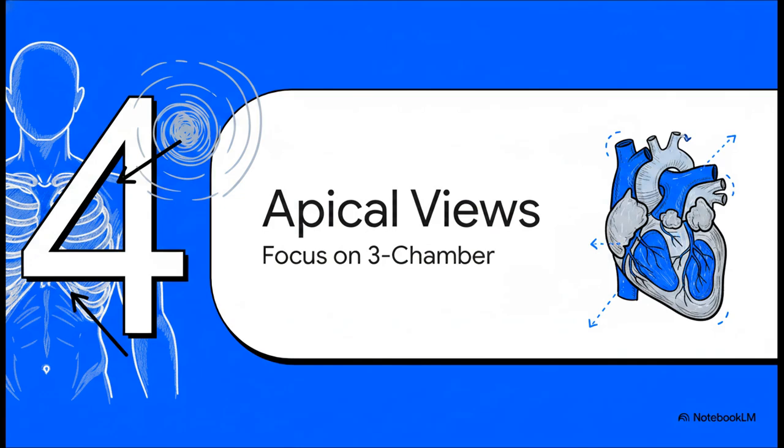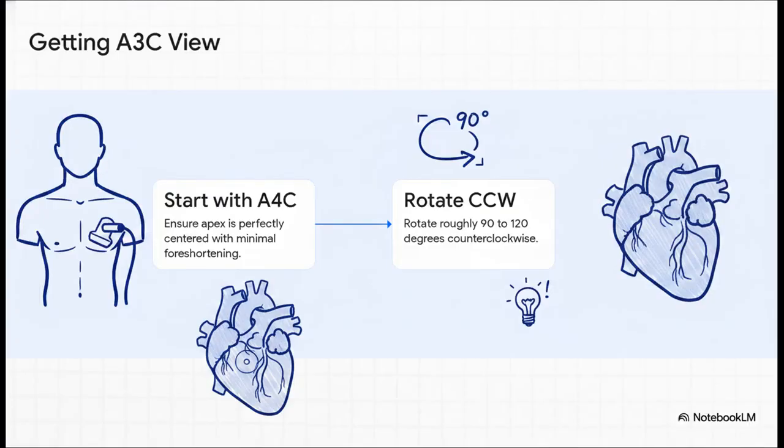Section 4 already. Apical views. We are going to specifically focus on the apical 3-chamber. Listen, getting a pristine apical 3-chamber view requires some real discipline. Step 1. You must always begin with a solid apical 4-chamber view. Make sure your left ventricular apex is perfectly centered on the screen and you have absolutely minimal foreshortening. Once your 4 chambers are fully locked in, you're going to rotate that transducer counterclockwise.